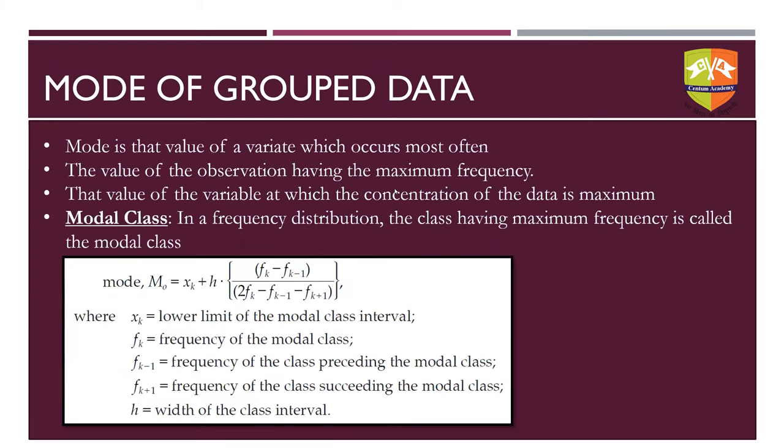Value of the observation having the maximum frequency. That value of the variable at which the concentration of data is maximum. So these are some definitions of mode. Modal class is that class having maximum frequency, the class having maximum frequency is called the modal class, right? And how to calculate mode.